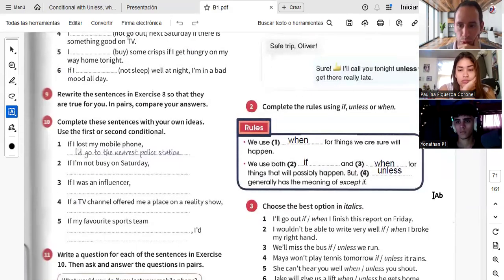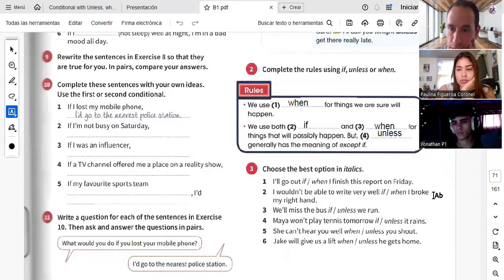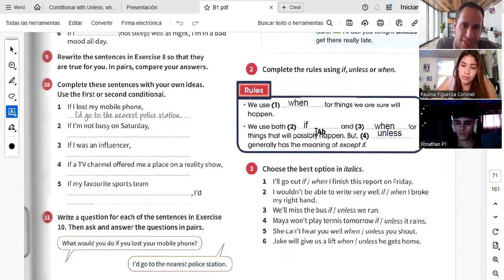Okay, awesome. Well done. So choose the best option in italics. I will go out if or when I finish this report on Friday. So, Paulina, please, number one. What do you think? I will go out when I finish this report on Friday.